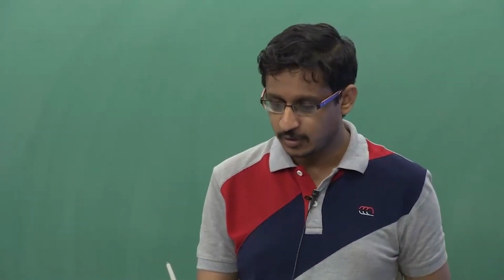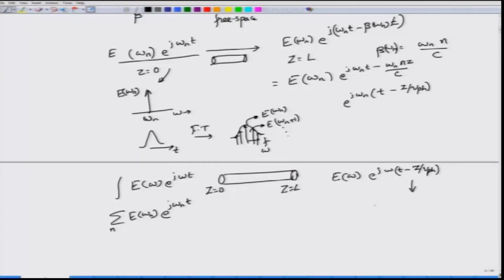So, at z equal to L, I should of course write this as e power j omega (t minus L by Vph), and this L by Vph is the total time taken by the frequency component omega in arriving at the receiver. So, you can multiply this by E of omega, and this integral still remains the same. If you see integration, think of this as summation. Okay. So, this is what you get.